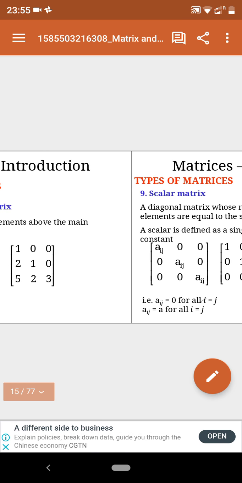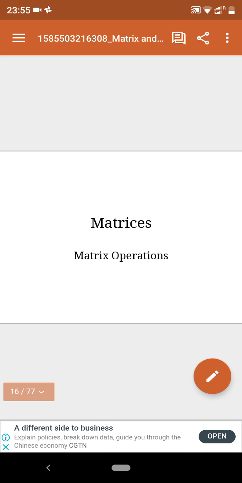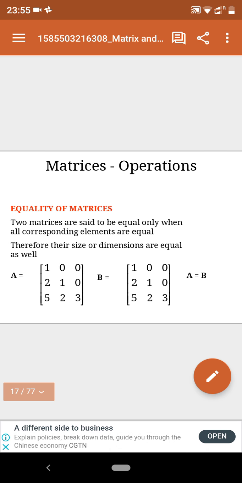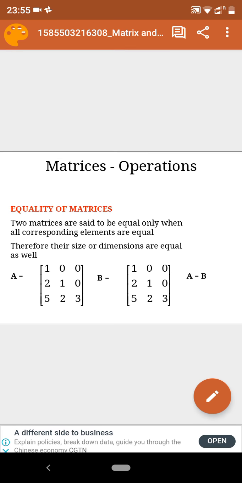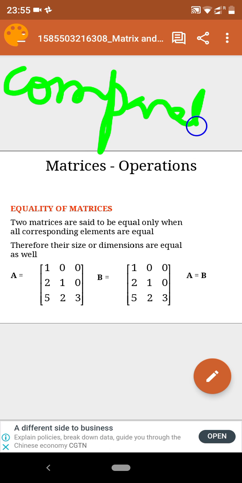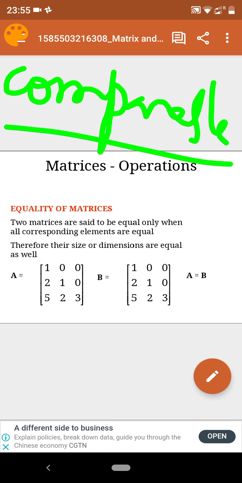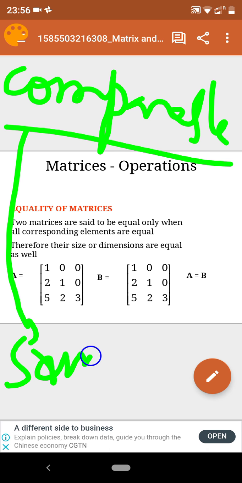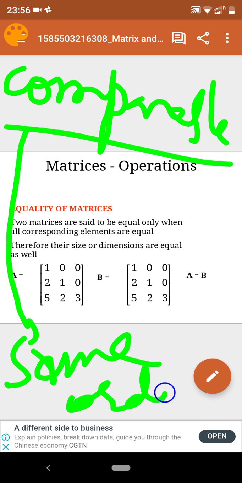Now let's talk about the interesting part, basic operations on matrices. The first thing we must know is what are comparable matrices. So there's a word, comparable. Comparable matrices are matrices with the same order. Two matrices whose order is the same are said to be comparable matrices. If the order of the matrices is not the same, you cannot say they are comparable matrices.